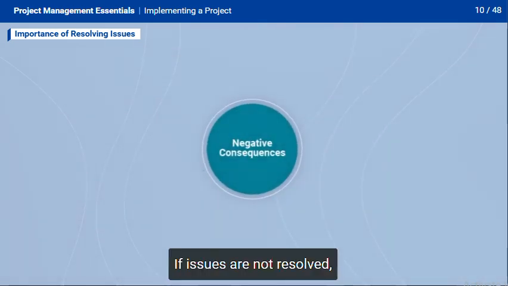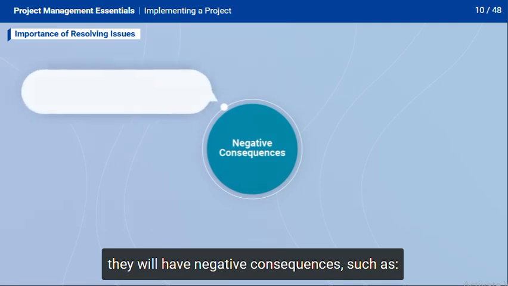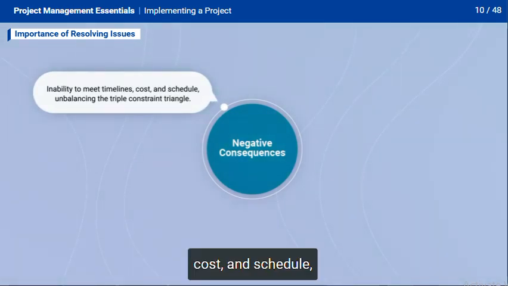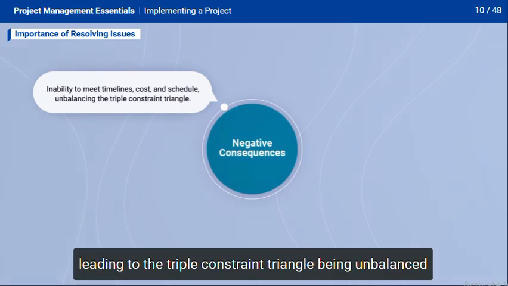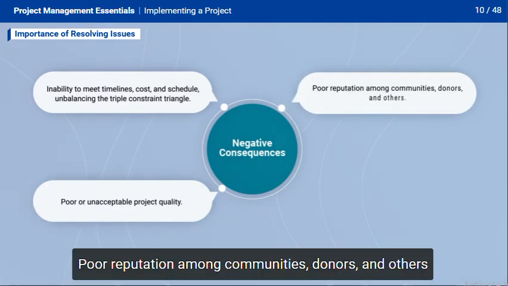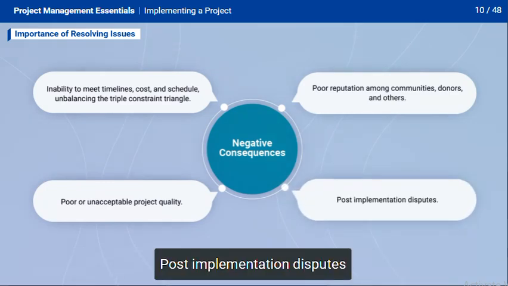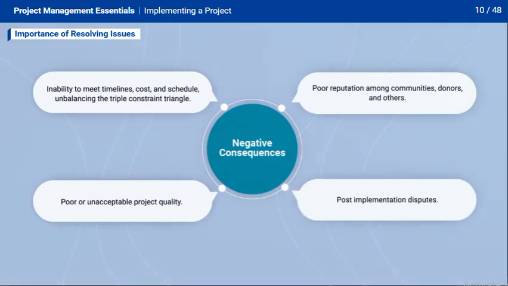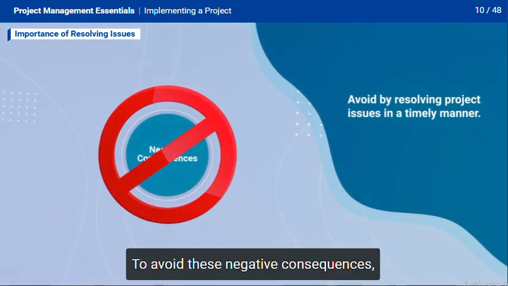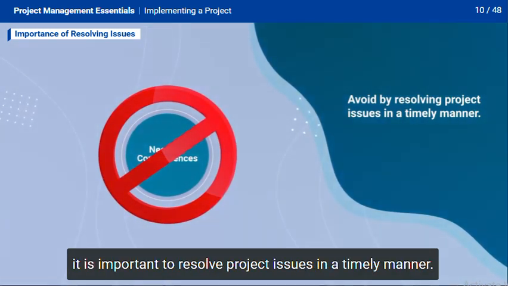If issues are not resolved, they will have negative consequences such as inability to meet project timelines, cost, and schedule, leading to the triple constraint triangle being unbalanced. Poor or unacceptable project quality. Poor reputation amongst communities, donors, and others. Post-implementation disputes. To avoid these negative consequences, it is important to resolve project issues in a timely manner.